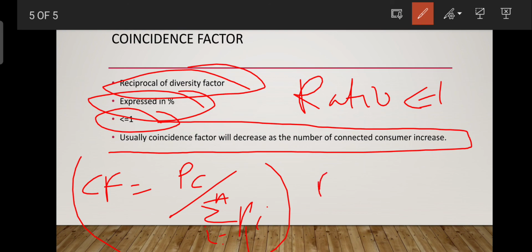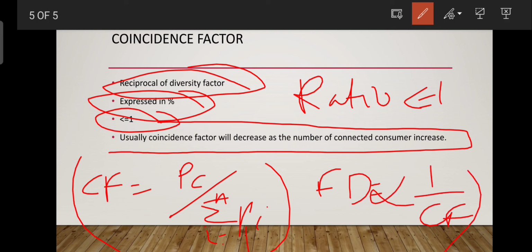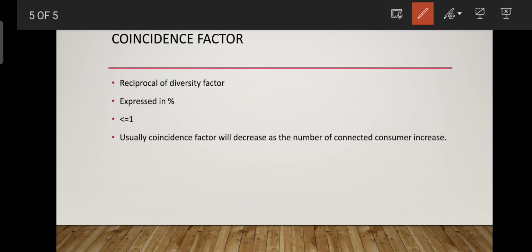So the diversity factor is inversely proportional to the coincidence factor. Remember that.